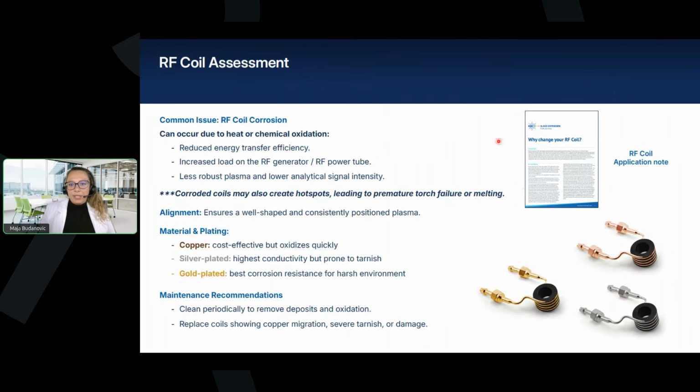The second major factor in the plasma interface region is the RF system that provides the energy that sustains your plasma. And any change in energy transfer directly affects your ion generation and signal stability. So one common issue with the RF coils is corrosion. And this can occur over time because of heat exposure or chemical oxidation. And if that occurs, the corrosion can result in reduced energy transfer efficiency, increased load on your RF generator, or in less robust plasma. Also, the corroded coils may create hotspots that can lead to premature torch failure or even melting.